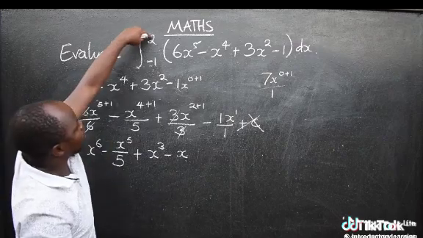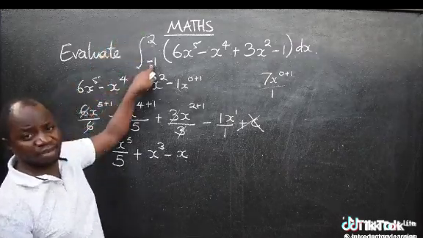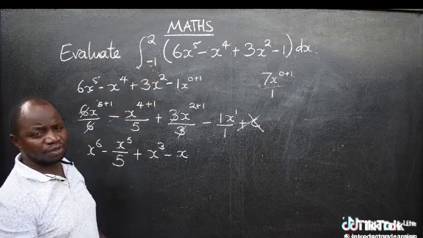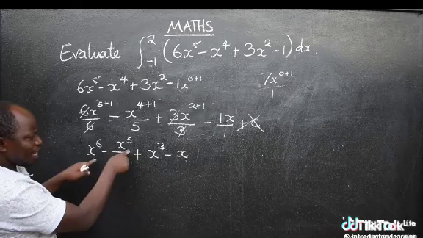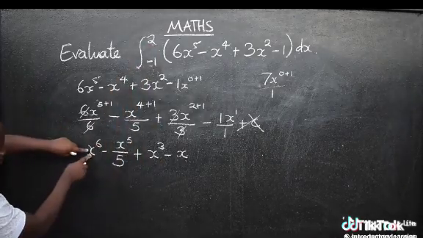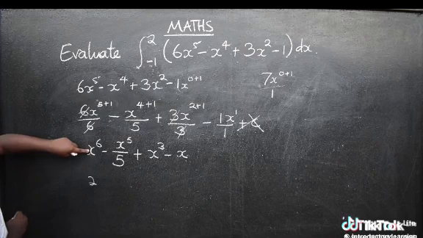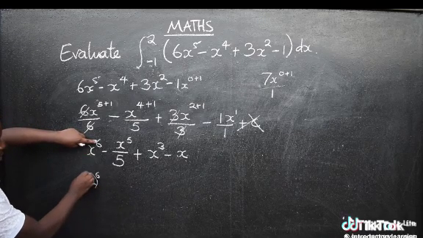We are now going to substitute the limits. This is the upper limit, this is the lower limit. How do we substitute? You start with the upper limit. Wherever there is x, you're going to substitute with the 2. So we start here, 2, as in that, to the power 6. So when you are substituting, remember to put in what?